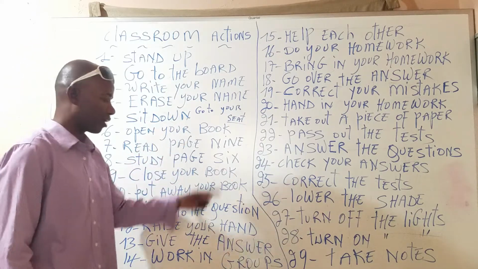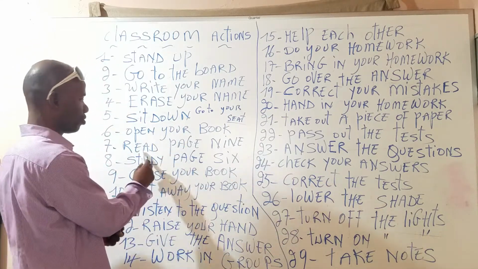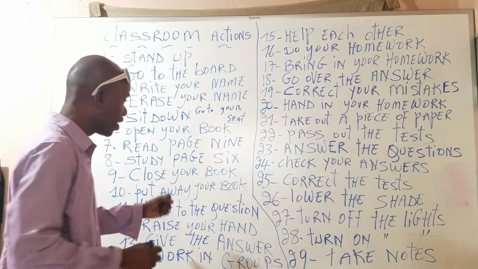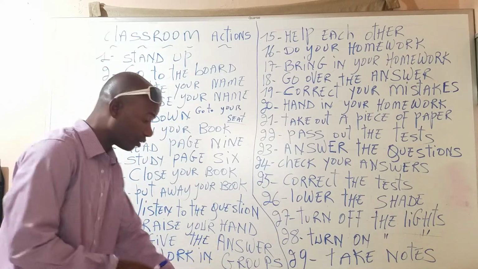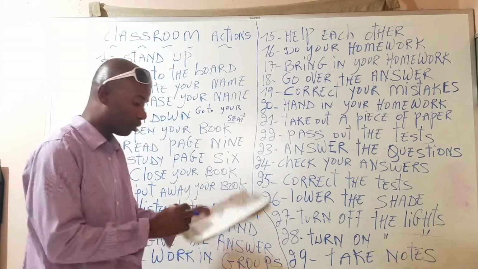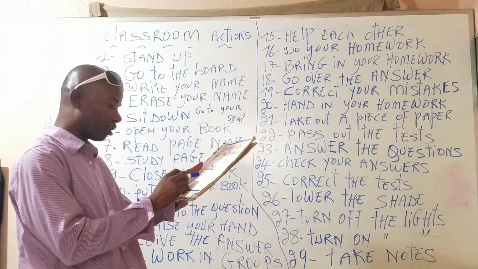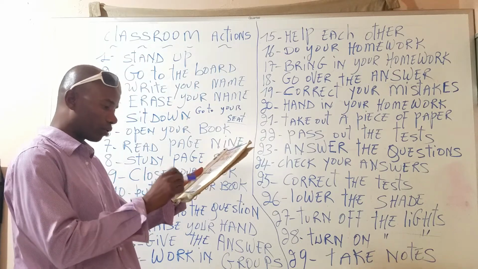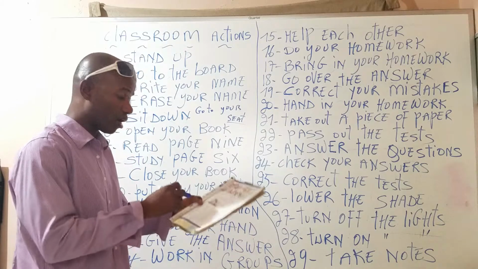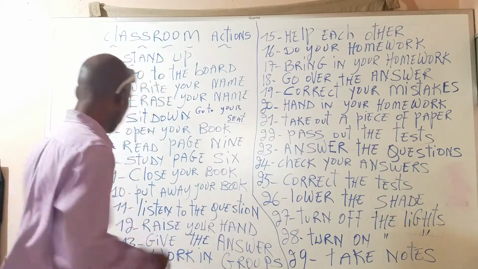For instance, open your book. Read page 6. When I'm reading page 6, this is the verb to read. When you're reading, you read what you get in the book, you understand? In the book, you see this. I'm reading now. Sister, teacher, dance, book. I'm reading a book, okay?